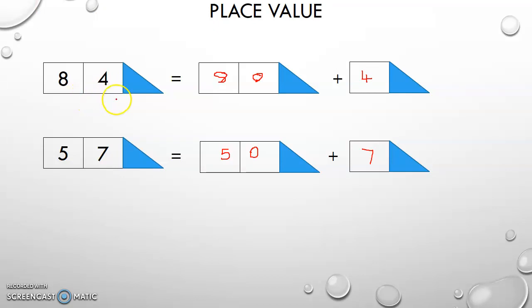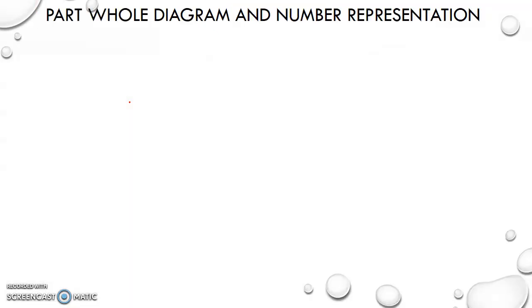Now, part whole diagram and number representations. Let us use the same numbers so that it becomes easier for us. For 84, 84 ഉണ്ട്. This is the whole number. ഇതിനെ parts ആയിട്ട് 2 digit number ആയതുകൊണ്ട് 2 parts, tens and ones. എത്ര tens ഉണ്ട്? 8 tens. അല്ലേ? 80 and 4 ones.